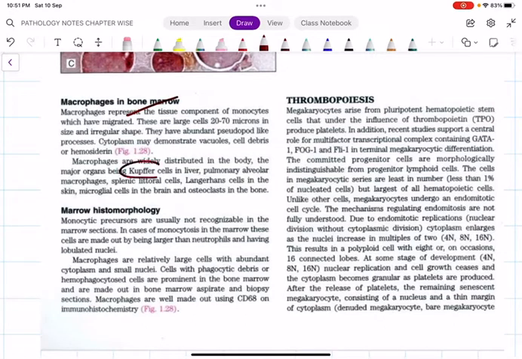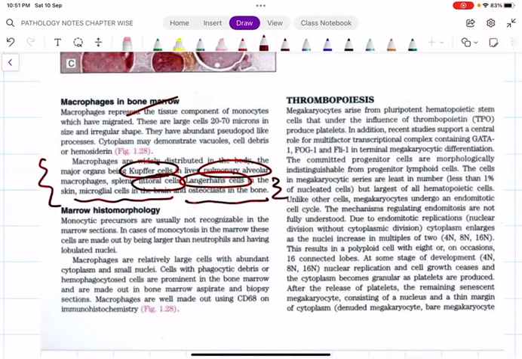In the liver, they are called Kupffer cells. We have pulmonary alveolar macrophages in the lungs. Littoral cells are the macrophages in the spleen. Langerhans cells are the macrophages in the skin. Microglial cells are the macrophages in the brain. Osteoclasts are the macrophages in bone. Just remember all these points. You may get an MCQ question.